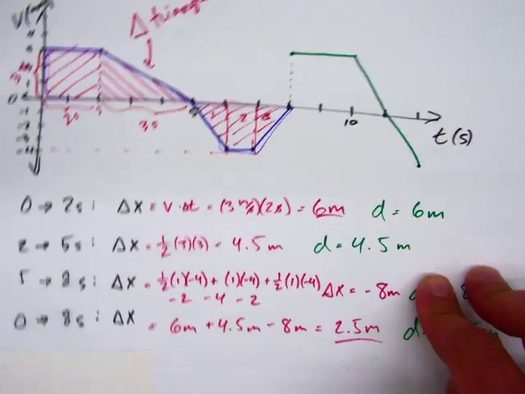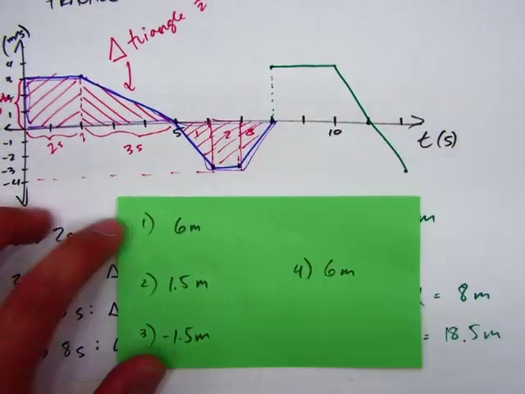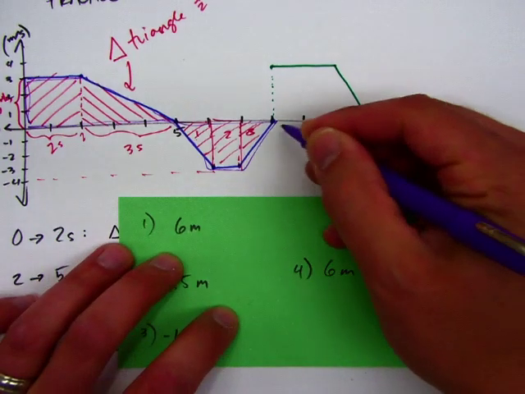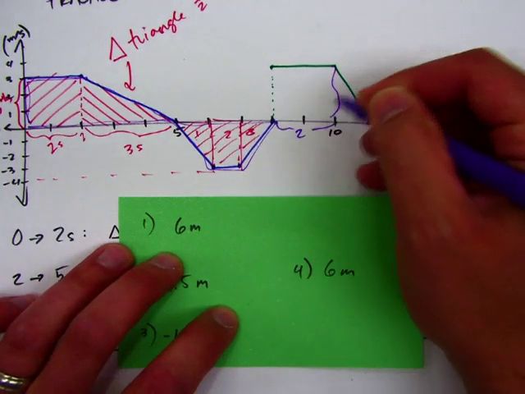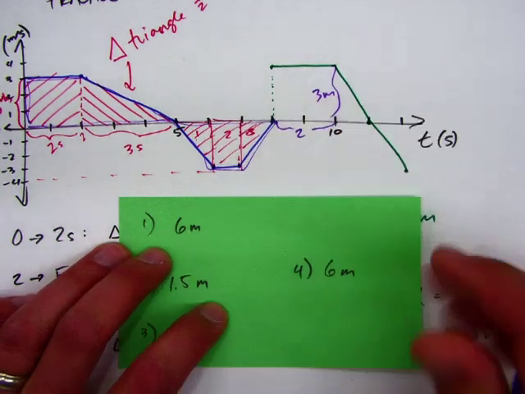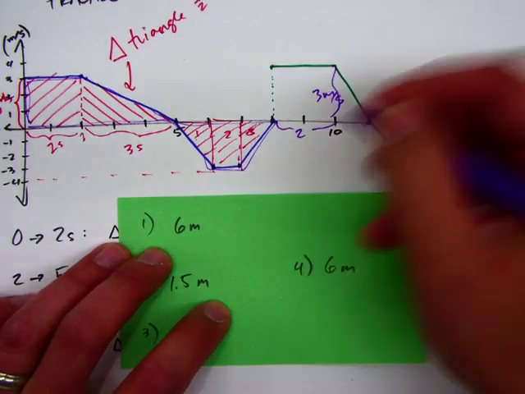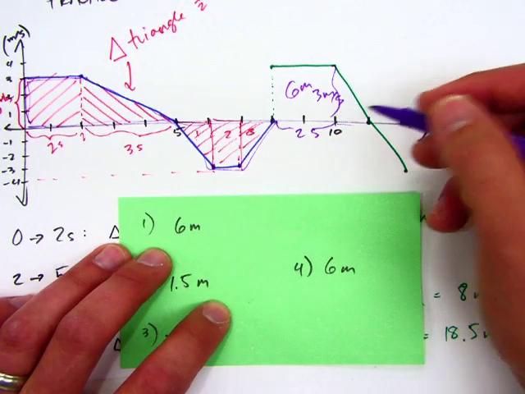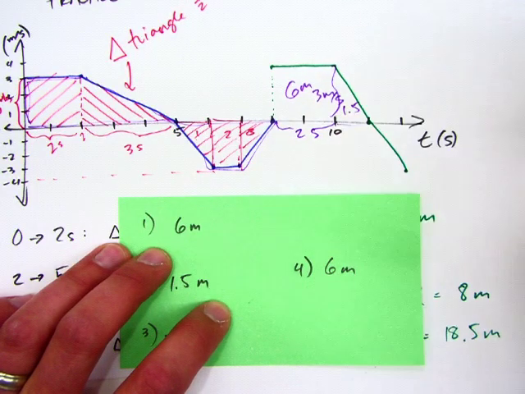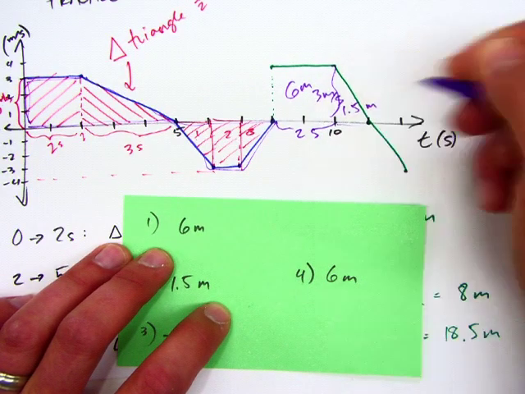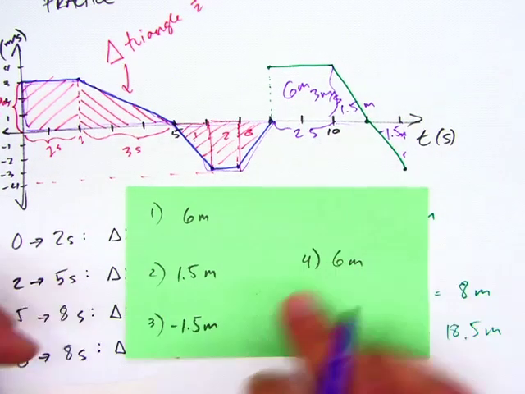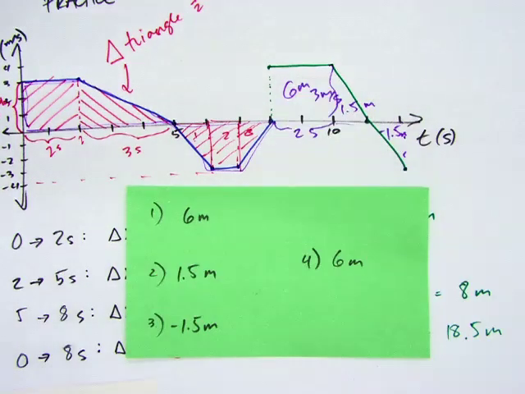Okay, here are your solutions. From 8 to 10, my displacement is 6 meters. I have 2 seconds here times 3 meters per second. So this is 6 meters. Here, 1/2 times 3 times 1, which is 1.5 meters, and then this is -1.5 meters. So these cancel out. My displacement is 6 meters.